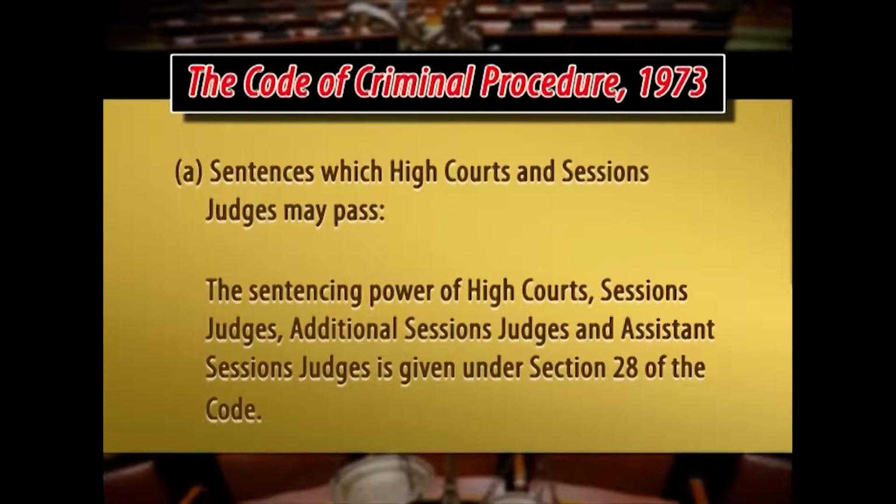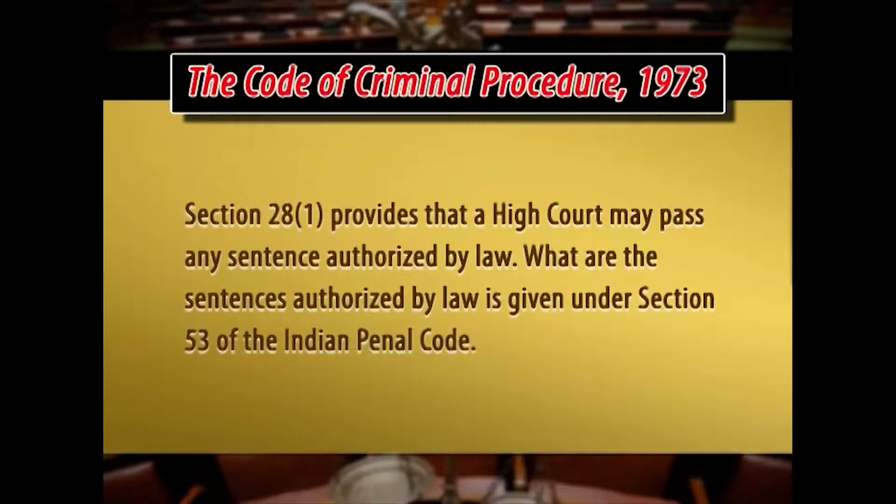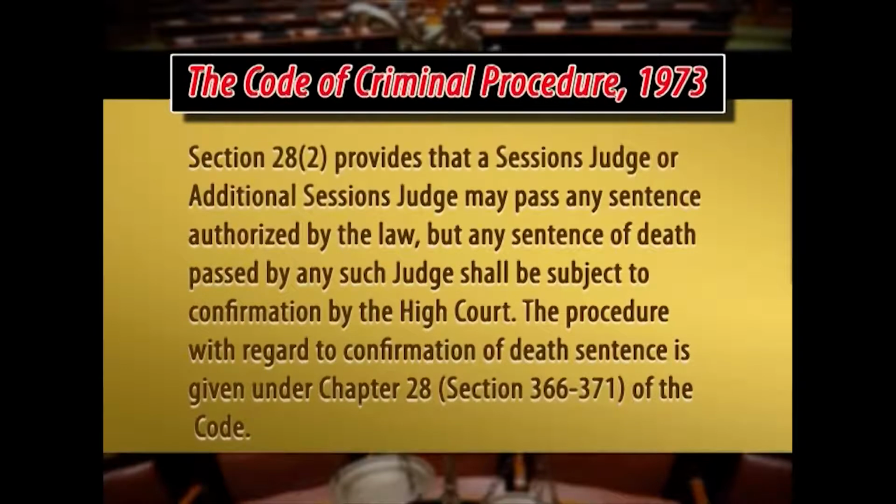The sentencing power of high courts, sessions judges, additional sessions judges and assistant sessions judges is given under section 28 of the code. Section 28 subsection 1 provides that a high court may pass any sentence authorized by law. What are the sentences authorized by law is given under section 53 of the Indian Penal Code. Section 28 subsection 2 provides that a sessions judge, additional sessions judge may pass any sentence authorized by law, but any sentence of death passed by any such judge shall be subject to the confirmation by the High Court.